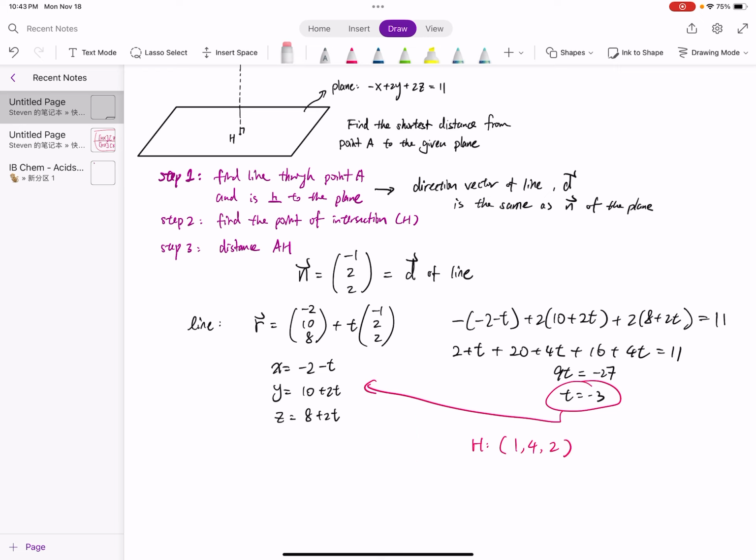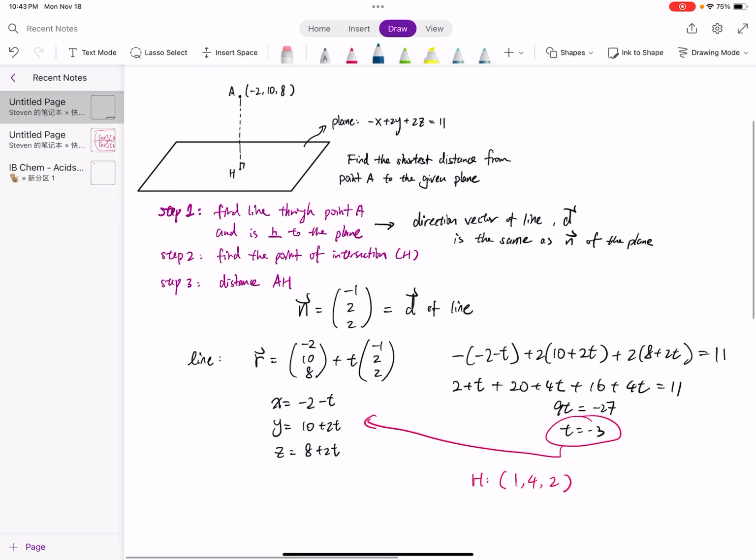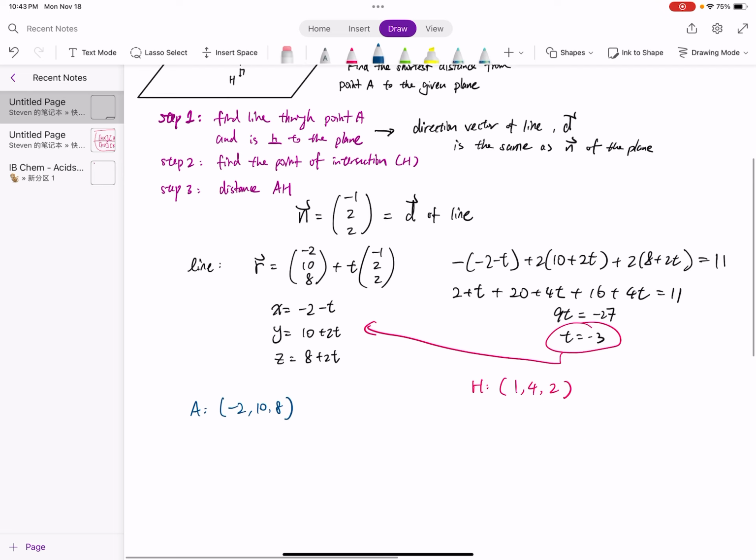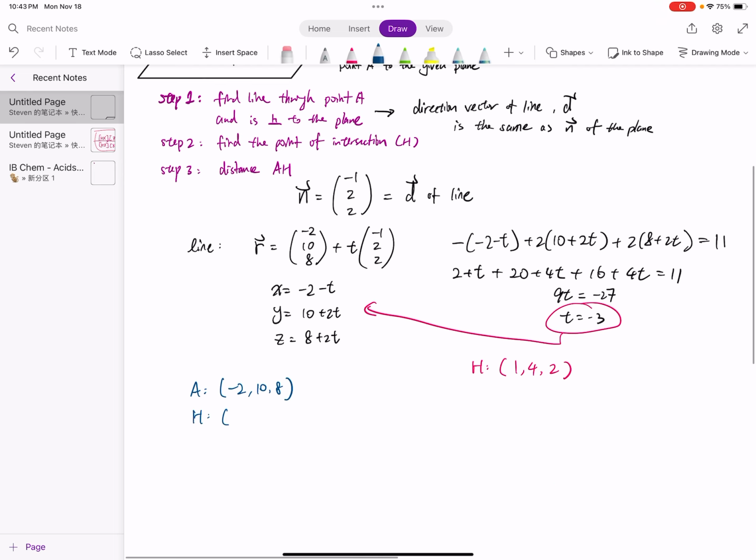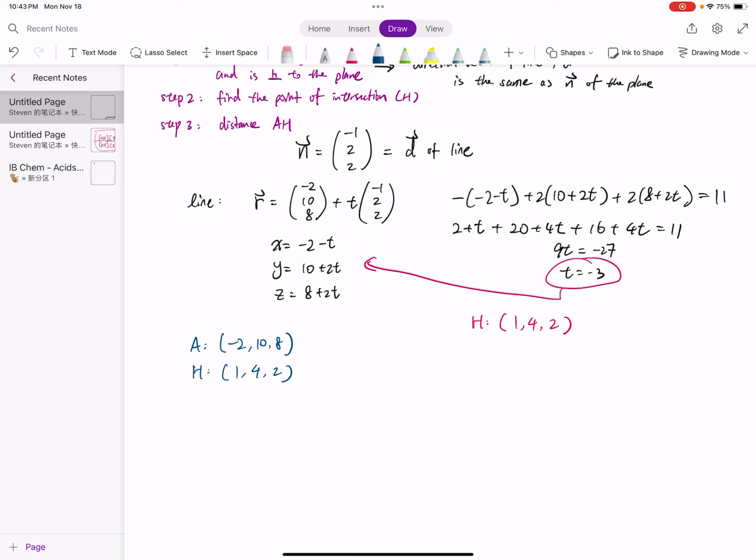And the third step should be the easiest one. Remember, A has coordinates, I just write it down again, and H has coordinates (1, 4, 2). So it's as simple as finding the distance between the two given points. You can find the vector AH and then find the magnitude, but you can just apply the distance formula: the square root of the differences, (-2 minus 1) squared plus (10 minus 4) squared plus (8 minus 2) squared.